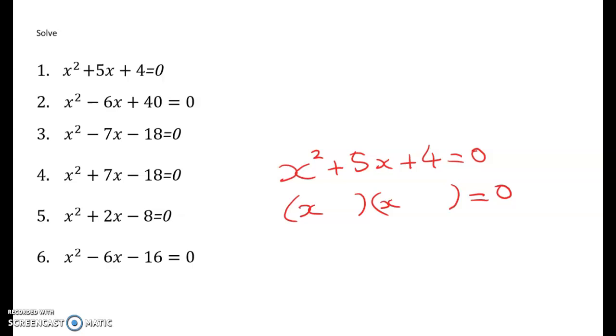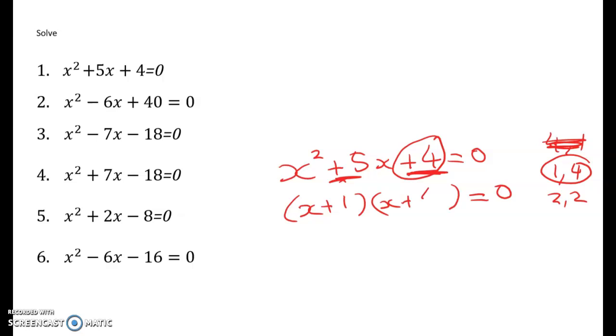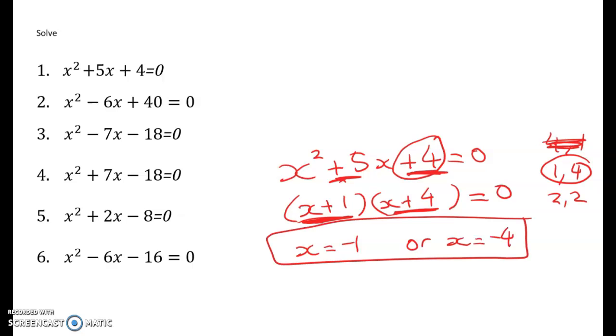So we have x times x. The pattern here is going to be a plus plus pattern. Two numbers times to give me 4 and add to 5. So we've got 4 and 1. Or better to be systematic, let's start at the low end. 1 and 4 and 2 and 2. So it's this combo, x plus 1 times x plus 4. We've just got one extra step. Either this will be 0 or this will be 0. So we get x equals negative 1 or x equals negative 4. And that's that one finished off.